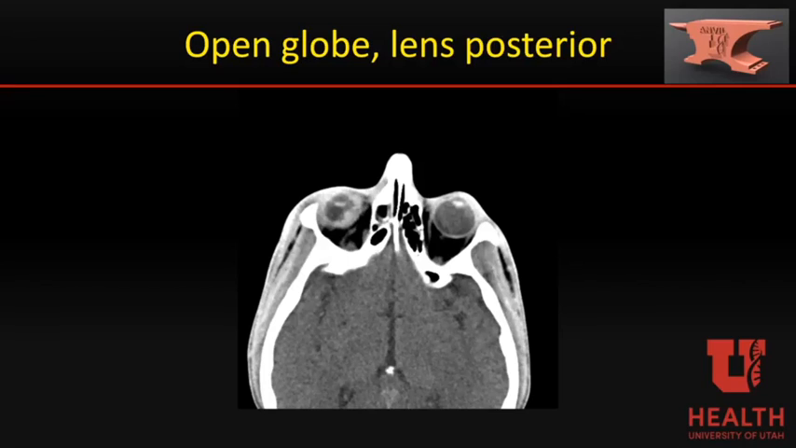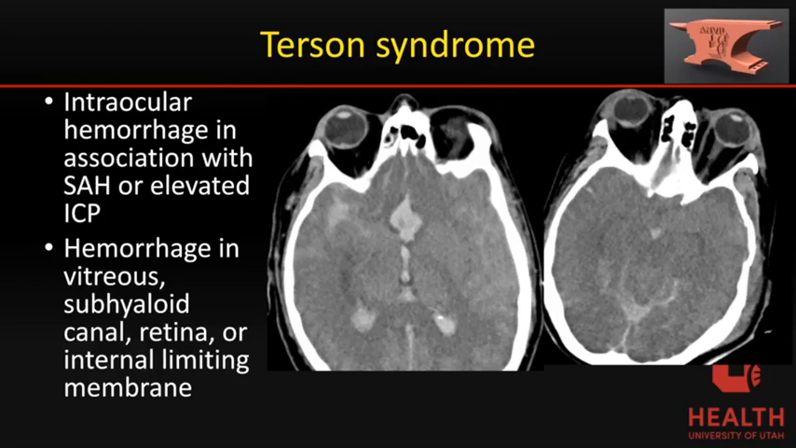Here is another example of an open globe with a posterior segment injury, loss of volume, vitreous hemorrhage, and then the posterior dislocation and subsidence of the lens. Note that the anterior chamber is enlarged. In the setting of trauma, every hyperdensity really should be evaluated, and one thing to consider is Terson syndrome, which is spontaneous intraocular hemorrhage in association with subarachnoid hemorrhage, trauma, or elevated intracranial pressures.